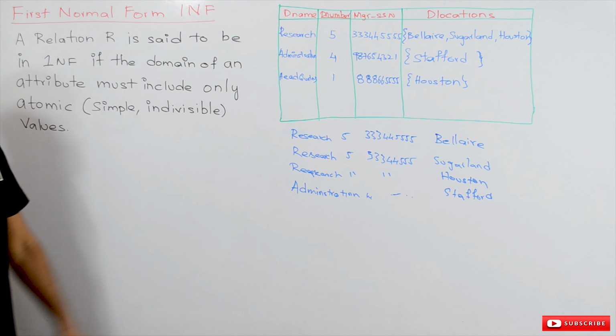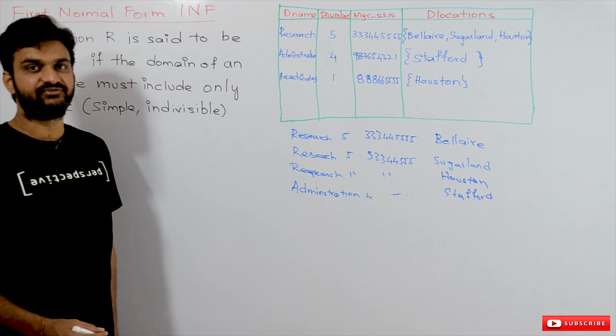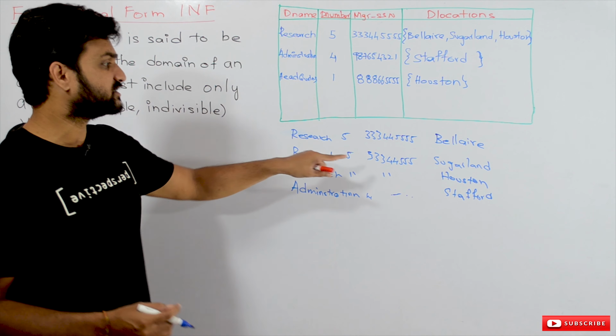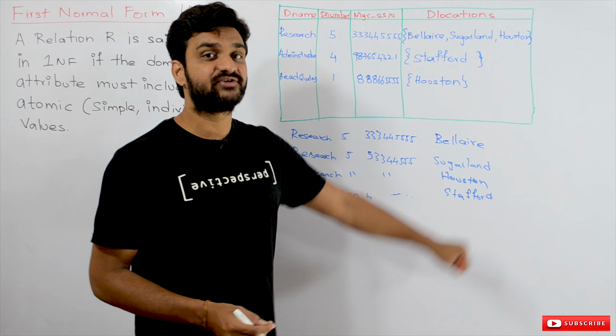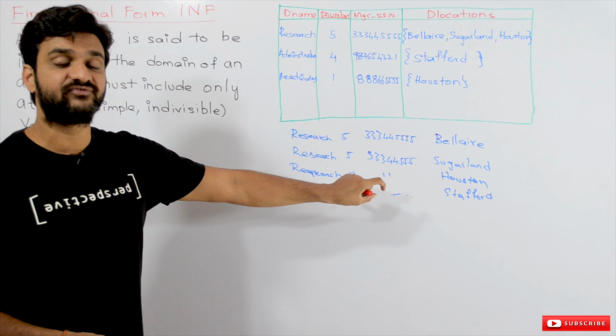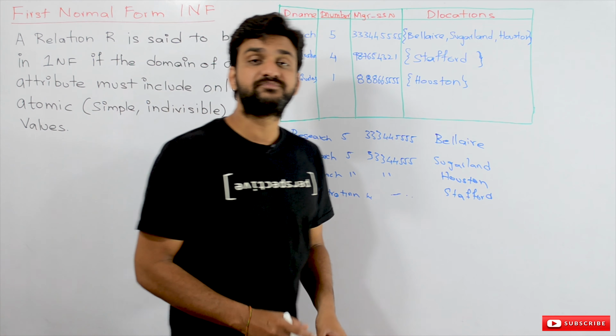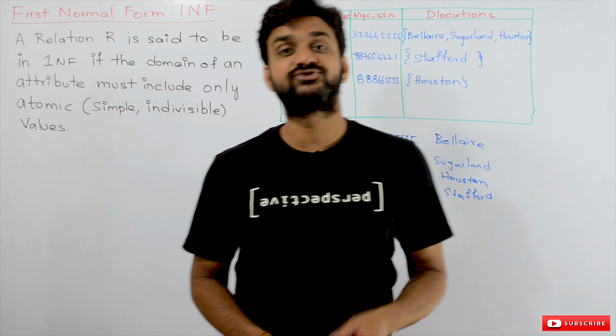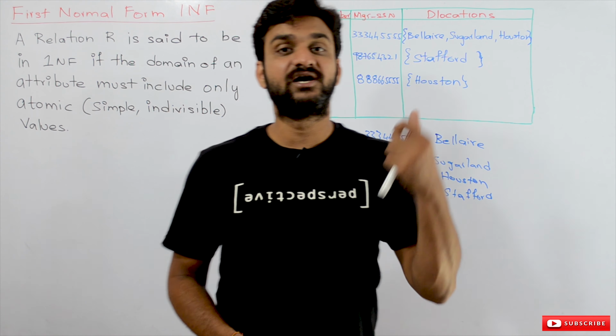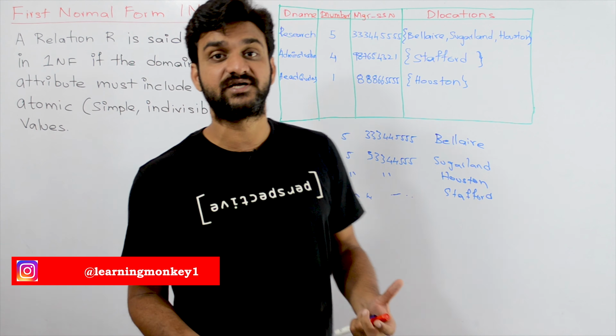This is one of the solutions, but is this solution efficient? In what way can we measure that this is not an efficient way? How can we say that this is not an efficient way? Because the ultimate objective of normalization is to reduce redundancy. But with this solution, we are increasing the redundancy.